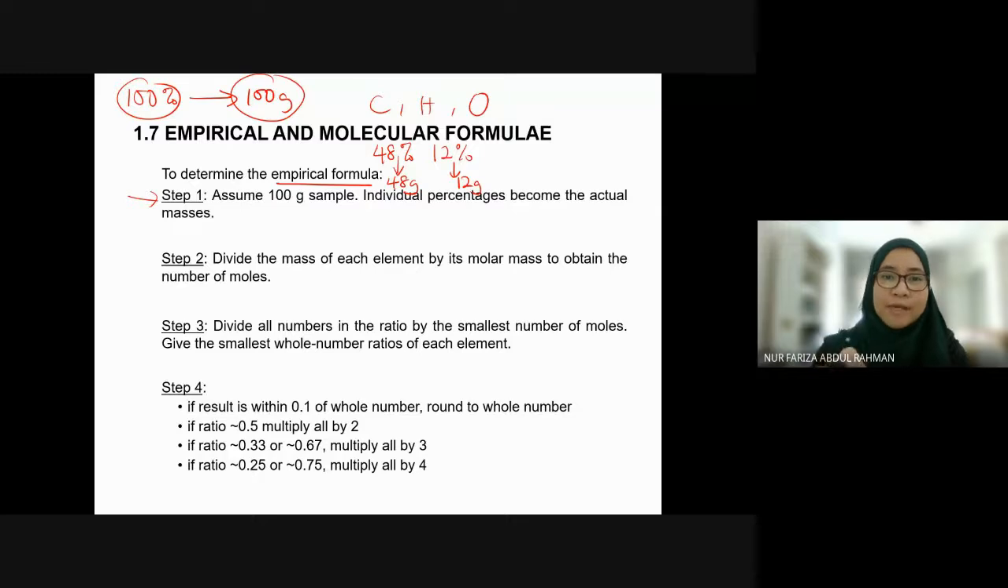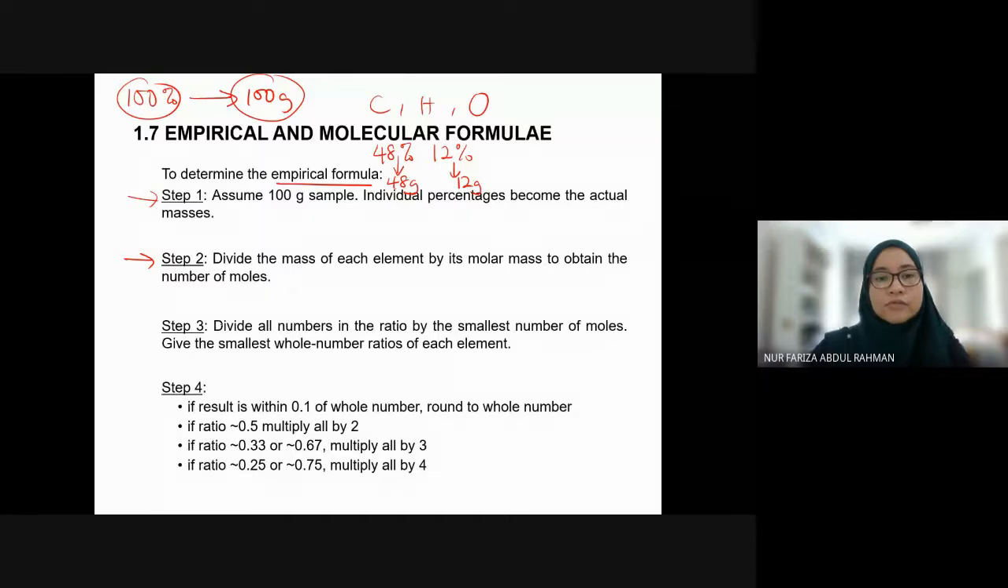Okay, take the molar mass of the carbon and then divide by the molar mass of the whole compound to get the mass in gram for each carbon, hydrogen, and oxygen. Example, okay. All right. Step number 2. Divide the mass of each element by its molar mass to obtain the number of mole.